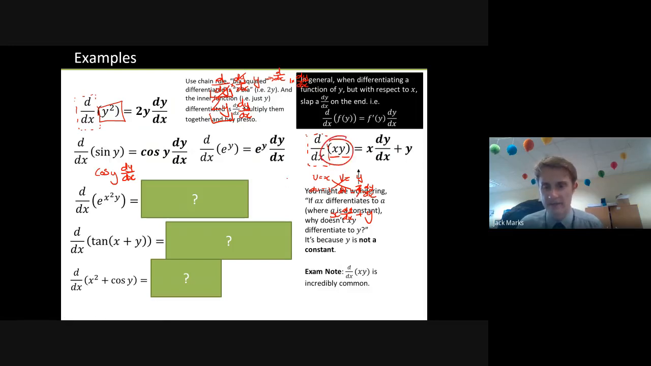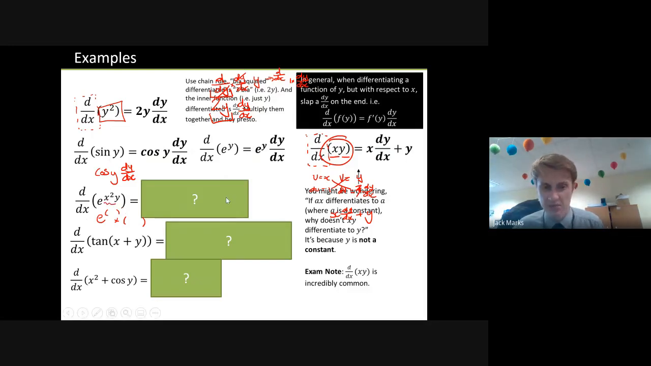Very common to have this and be asked to differentiate this. This one here, a bit more complicated. So think of e to the bracket. If you differentiate e to the bracket, you get e to the bracket multiplied by what is inside the bracket differentiated, which is also a product.